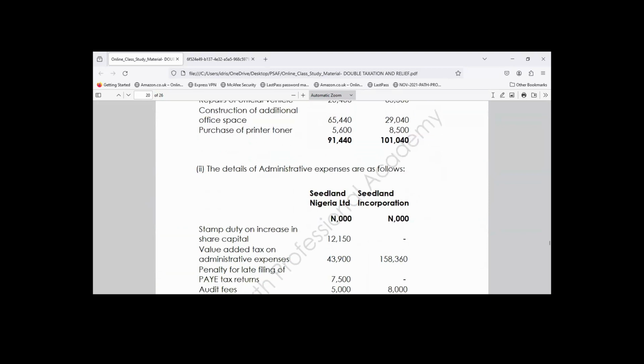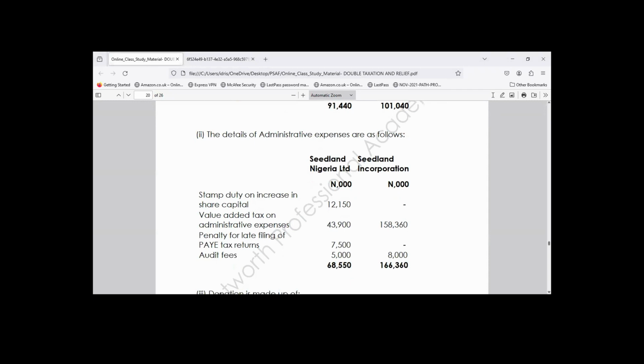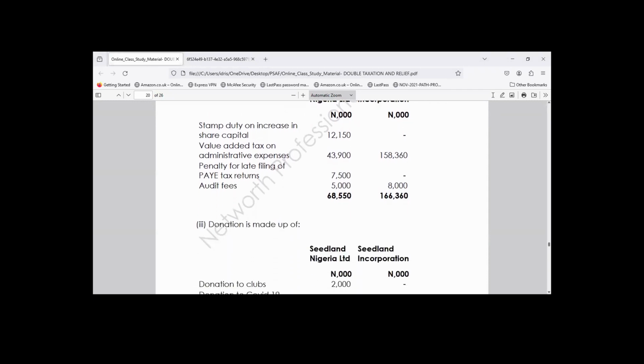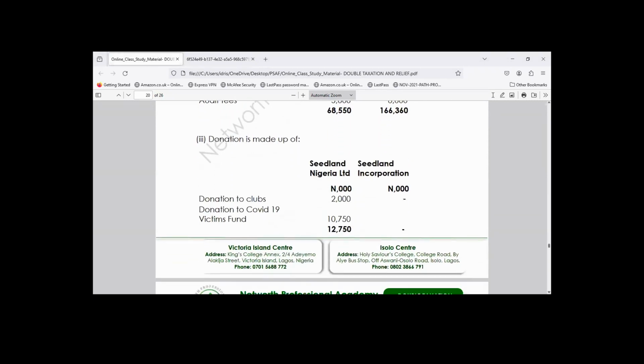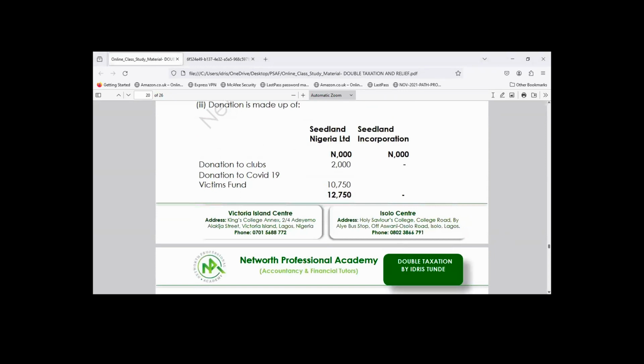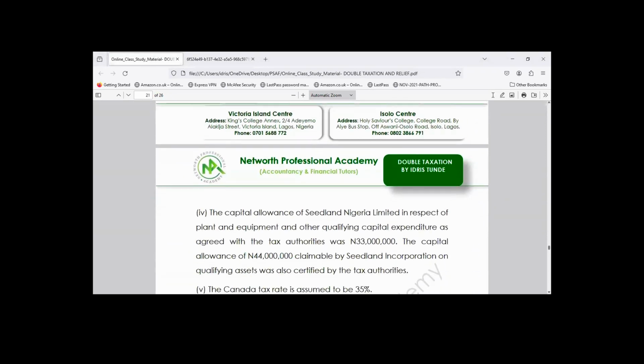Details of administrative expenses are as follows: stamp duty on increase of share capital, value added tax on administrative expenses, penalty for late filing of VAT, audit fee. Donation is made up of the following: donation to club, donation to COVID-19.